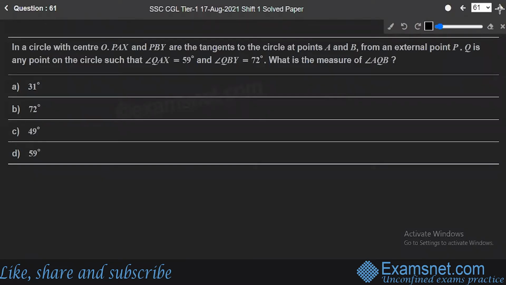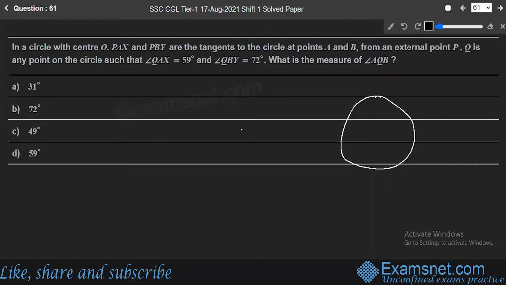Question number 61. In a circle with center O, PAX and PBY are the tangents to the circle at points A and B from an external point P. Q is any point in the circle such that QAX is 59, QBY is 72 degrees. What is the measure of angle AQB? Obviously, you have to make a figure for this. First of all, let's make a circle. So here is a circle, right? And then you have a point P outside.